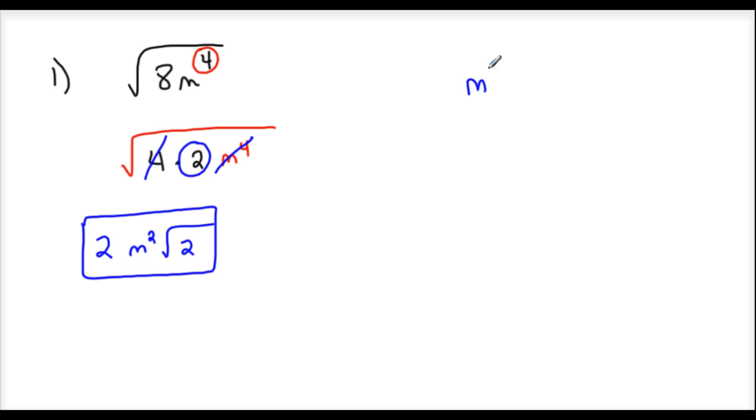So why is the square root of m to the fourth m squared? Because the product of m squared times m squared is m to the fourth, just like the square root of 9 is 3, since 3 times 3 is 9. So you just take half of it, which makes the variables nice and easy. Next example.